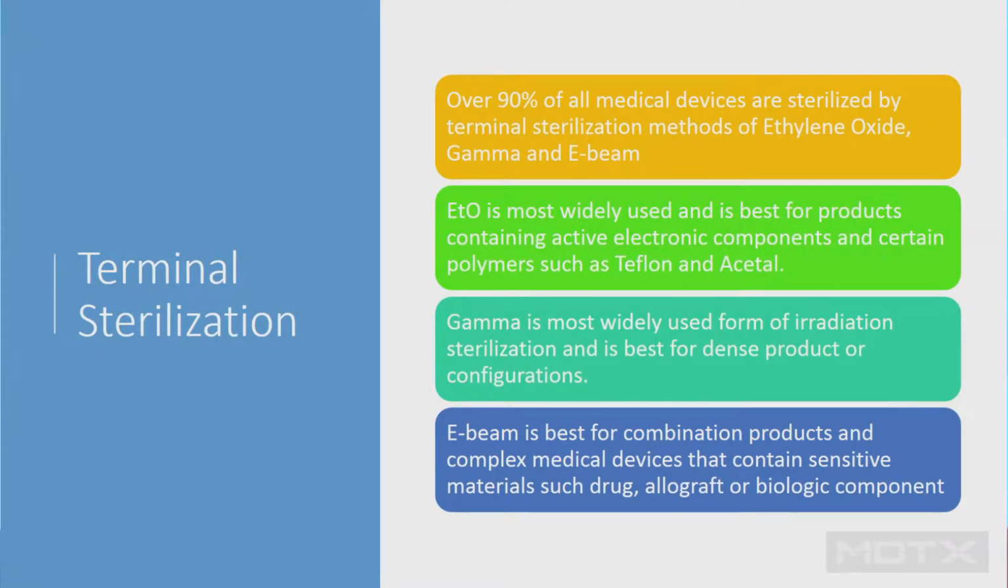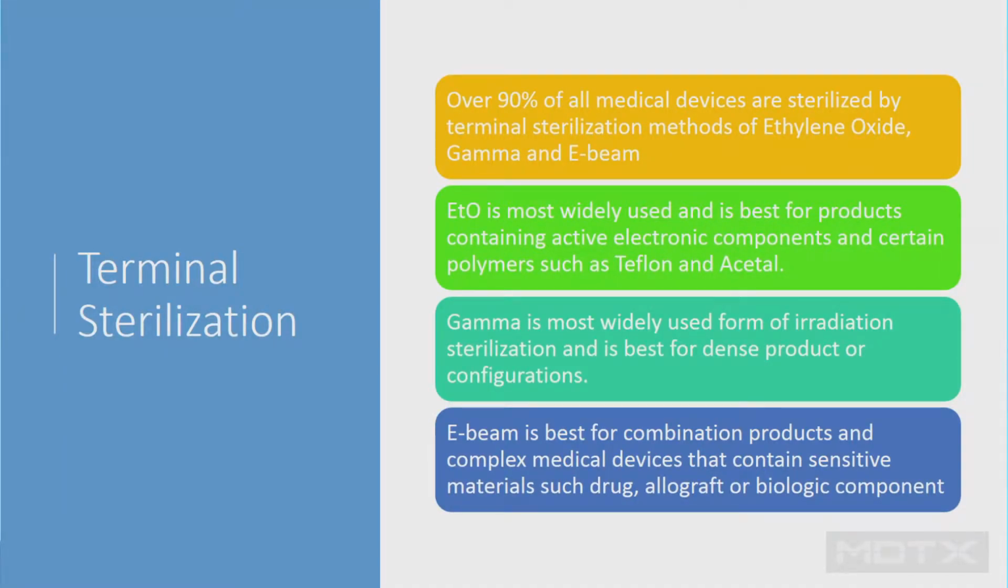Now, E-beam is just a smaller percentage compared to gamma and ethylene oxide, but it's emerging as the practical application for more complex devices and devices that contain sensitive materials, particularly when we're getting into drug-coated stents, combination devices. E-beam is the superior sterilization modality because of the flexibility that it offers, and it's less harsh to product than gamma.